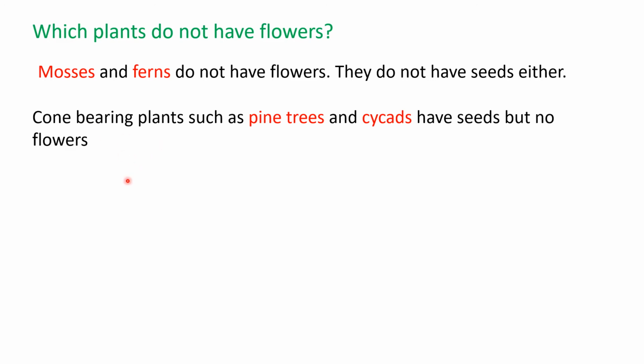So cone-bearing plants are called conifers, and they are easy to identify because the majority of them are trees and they have cones which contain the seeds. They are green all year like pine trees and cycads, and they have seeds but no flowers. So they reproduce using cones.